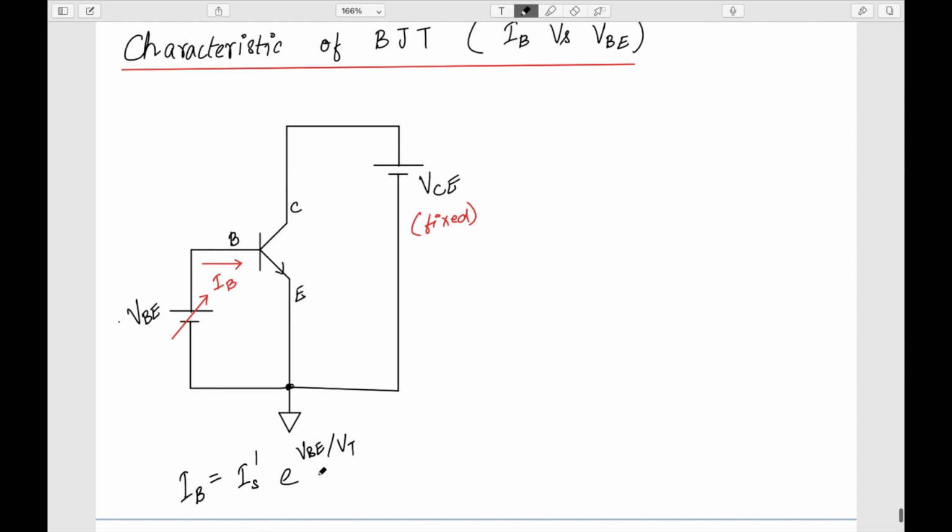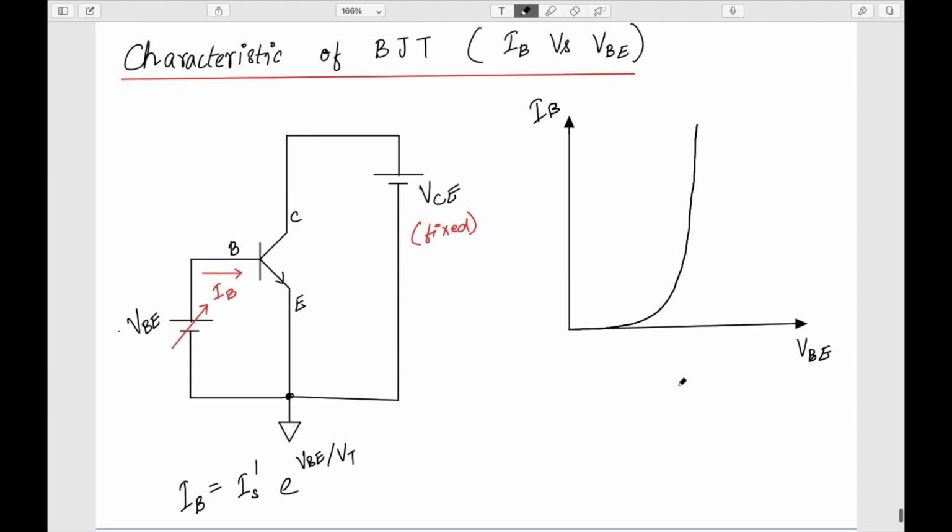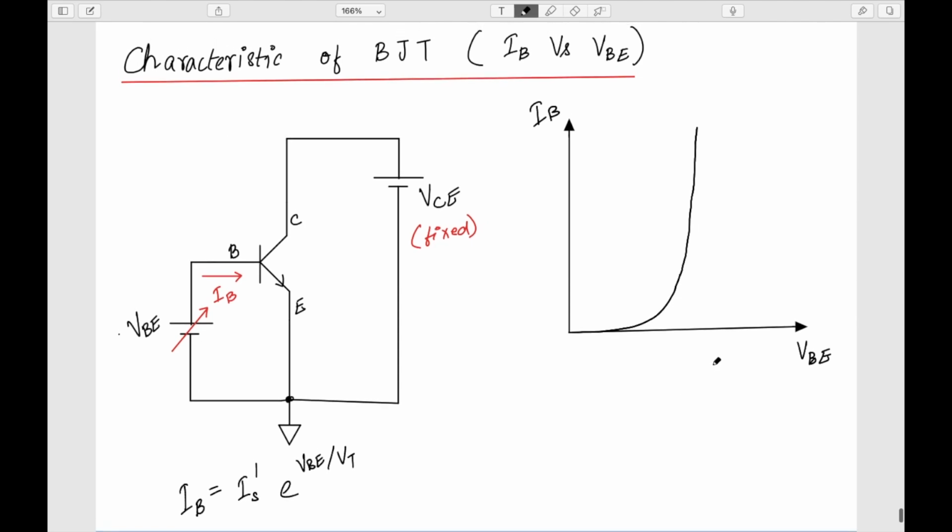So this is the characteristic equation that we are going to get if I change the VBE. This is my IB and this is VBE. If I slowly increase my VBE, this is going to grow exponentially, just like the characteristic graph that we have seen for the PN junction diode.